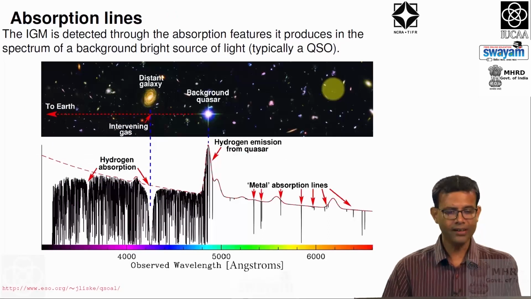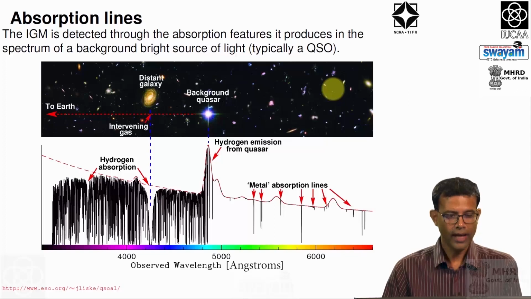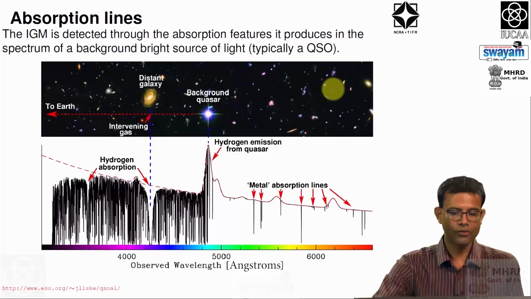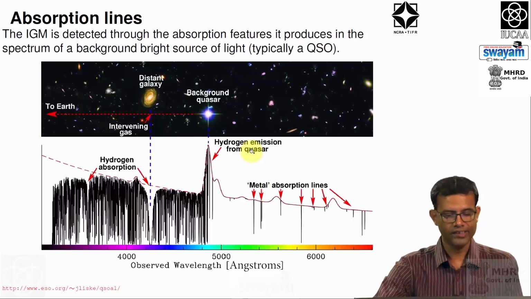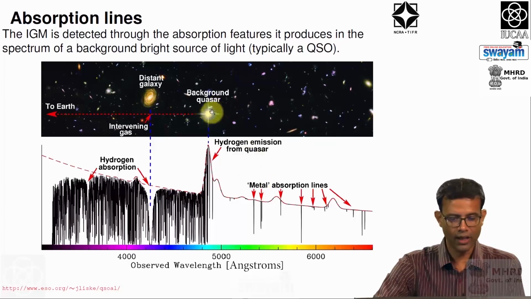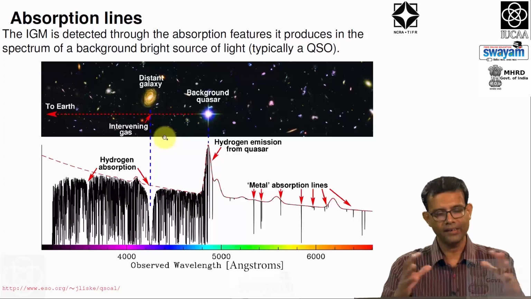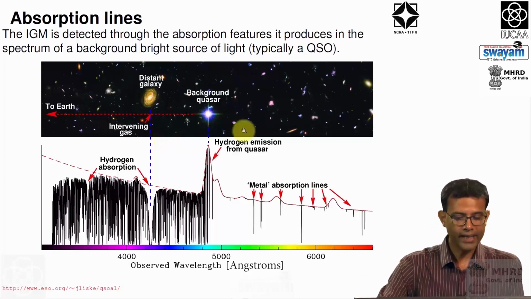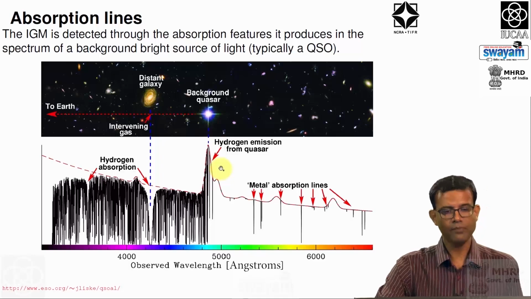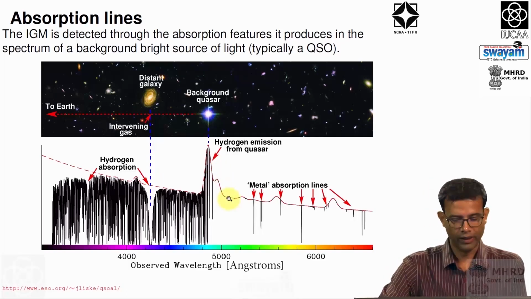How do we understand the intergalactic medium? One popular way of probing the intergalactic medium observationally is through what we call absorption lines in the spectra of a background source of light, for example quasars. So, we study quasar absorption lines. There is a background quasar, light is coming towards us. While the light is coming towards us, it is passing through the intervening gas in the intergalactic medium, and that gas produces absorption signatures in the quasar spectra.